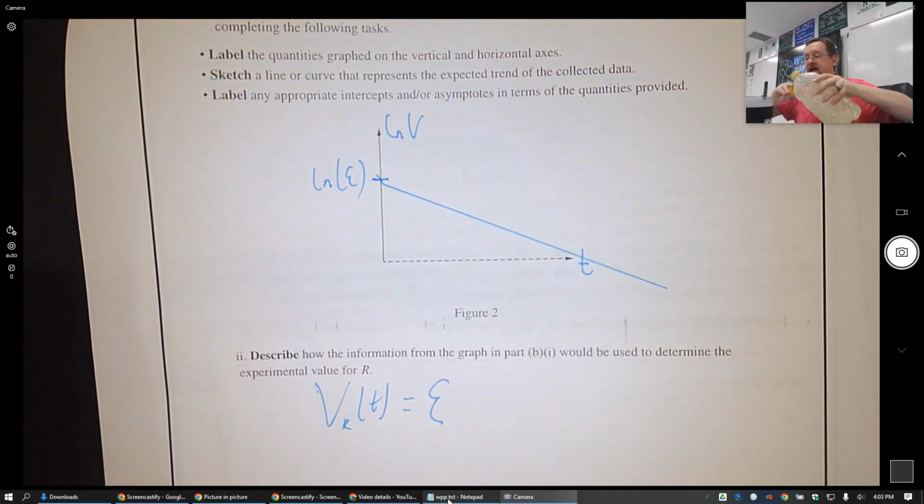Okay, so I need a nice stiff drink here. All right, wet my whistle in order to stop making these mistakes.